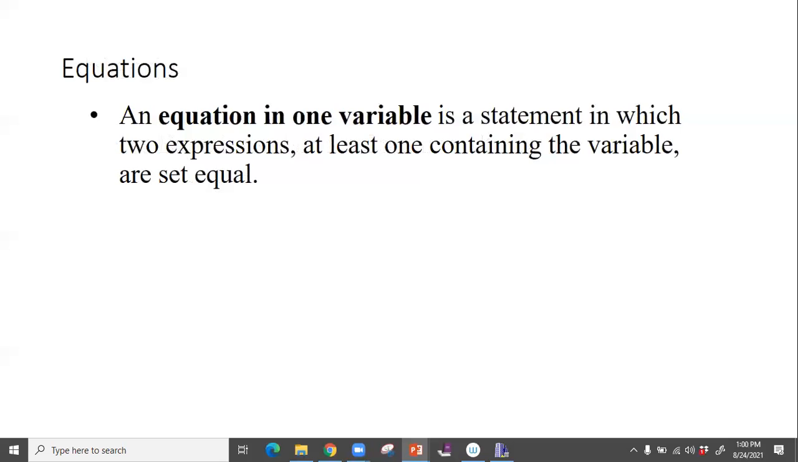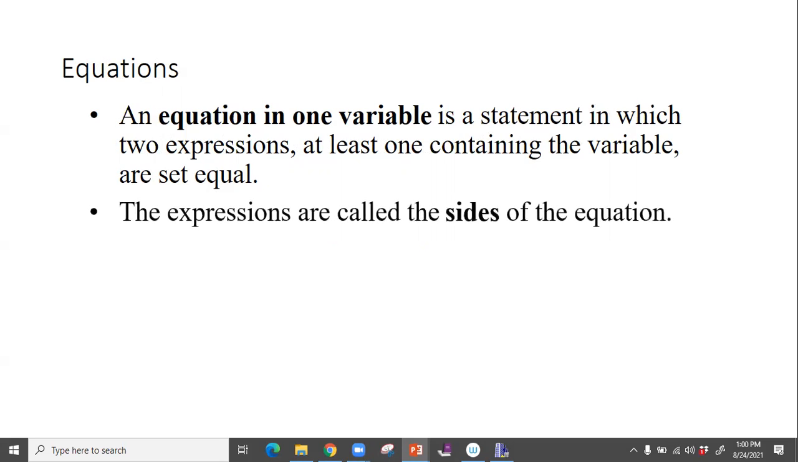An equation in one variable is a statement in which two expressions, at least one containing the variable, are equal. Pretty straightforward. So a simple equation is 2x equals 6, right? The expressions are called the sides of the equation. So we have a left side and a right side.